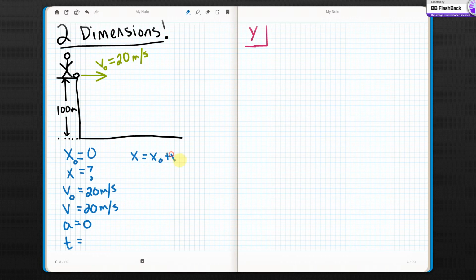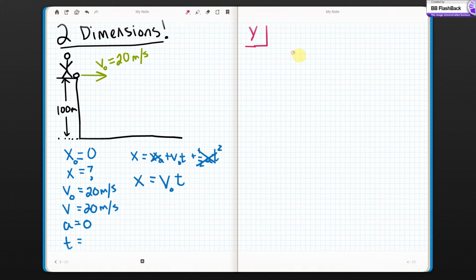x equals x naught plus v naught t plus 1/2 a t squared. Well, a is 0, so I don't even care about this. I'm counting x naught as 0, so basically all I have is x equals vt. I know v, all I need is t. So, how long until it hits the ground? Well, that depends on how far it has to fall. That's where y comes in.